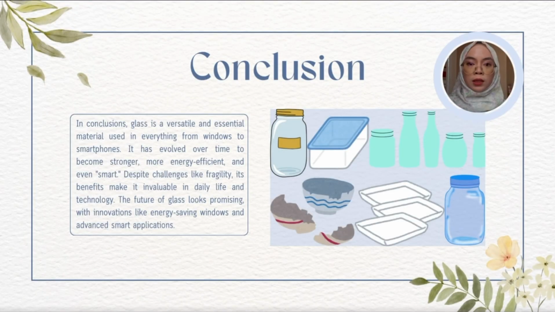In conclusion, glass is a very versatile and essential material used in everything from windows to smartphones. It has evolved over time to become stronger, more energy efficient, and even smart. Despite challenges like fragility, its benefits make it invaluable in daily life and technology. The future of glass looks promising with innovations like energy-saving windows and advanced smart applications.